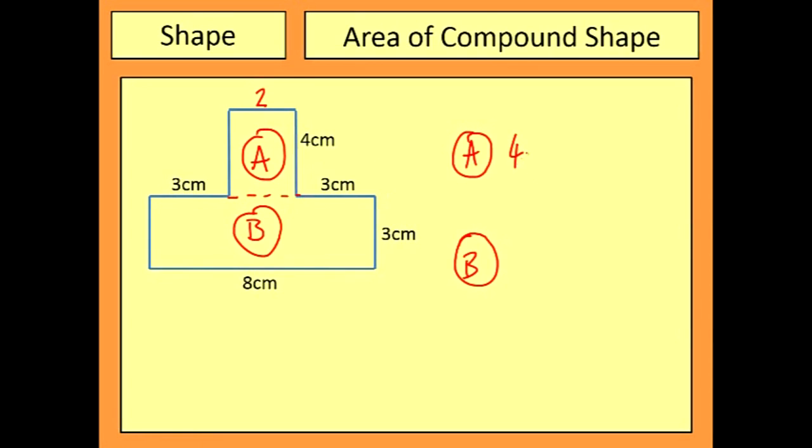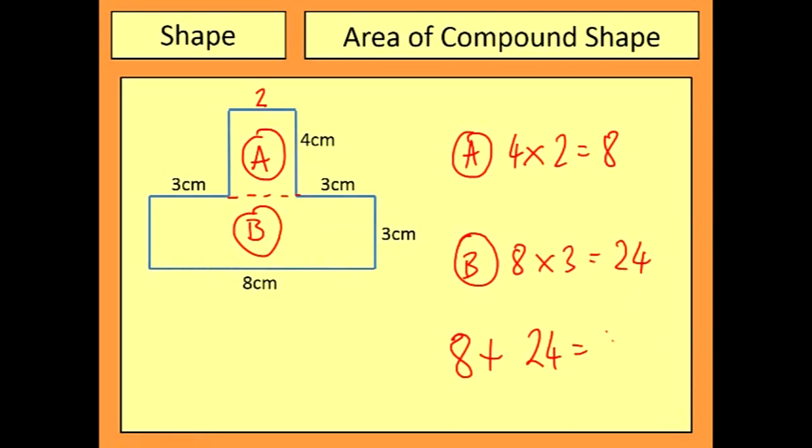So A is just 4 by 2, which is 8, and then B, well, it's 8 along the bottom, it's 3 for the height here, so it's 8 by 3, which is 24, and then if we do 8 plus 24, we get the answer 32 centimeters squared.